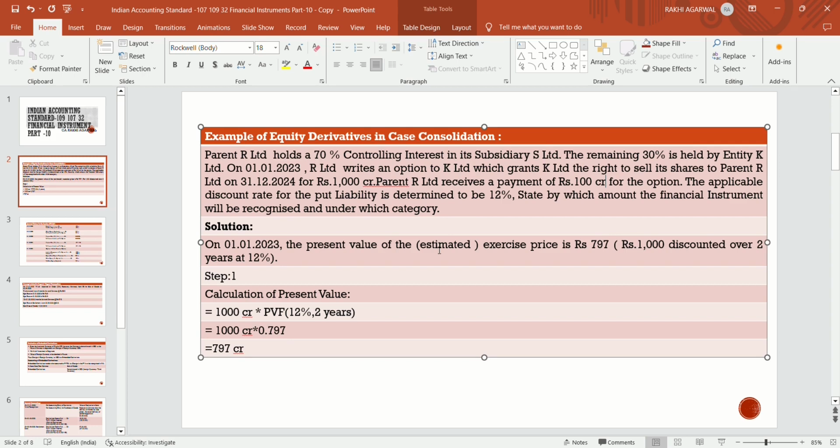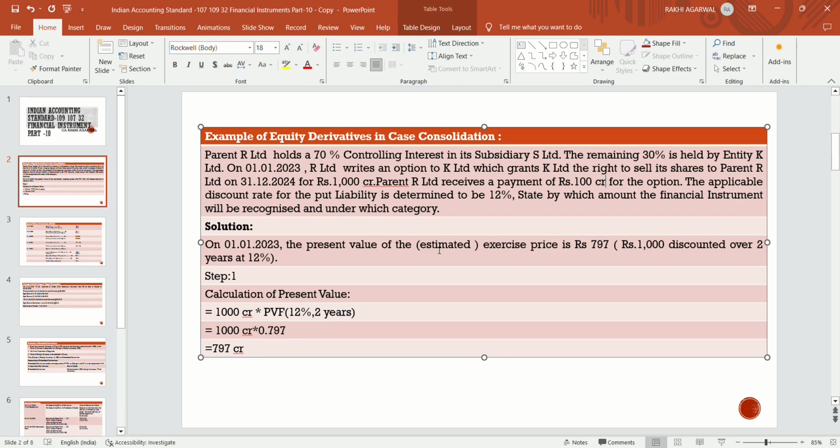So, the solution: how will we do it? On 1st January 2023, the present value of the estimated exercise price of rupees 1000 crore is to be discounted over 2 years at 12%, because 12% is the market rate. The date of entering the transaction is 1st January 2023, and for an option contract held on 31st December, settlement happens on 31st December 2024. So it is almost 2 years.